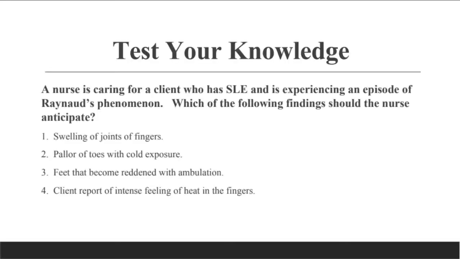A nurse is caring for a client who has lupus and is experiencing an episode of Raynaud's phenomenon. Which of the following findings should the nurse anticipate? Yeah, so their digits, their toes or their fingers, are going to get pale, or they're going to become cyanotic when they're exposed to cold. So that's called Raynaud's phenomenon.